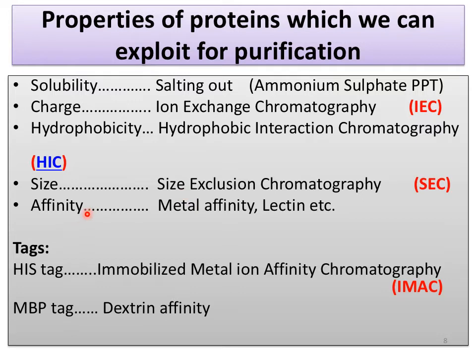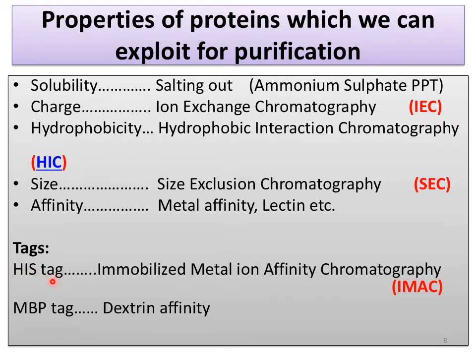And the next type of chromatography is called affinity chromatography, in which the proteins could be separated from one another on their specific binding affinity to the stationary phase. Different types of affinity tags could be used for separation of these proteins. For example, a histidine tag.